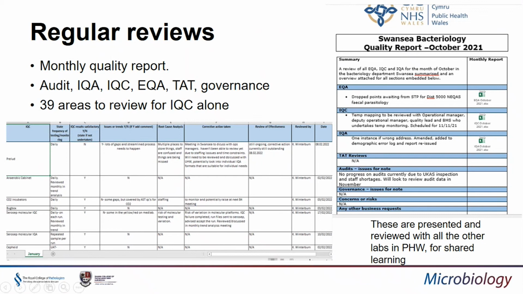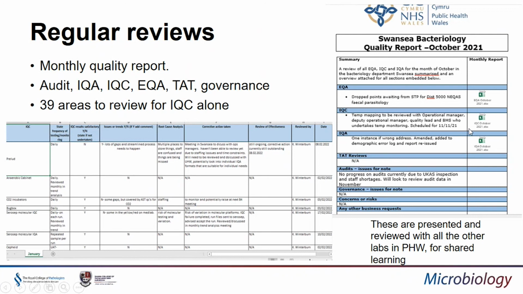So this is an example of one I did in October 2021. This is the IQC one, sorry. We've got the different areas, how often we monitor it, and whether it is satisfactory, yes or no. If it wasn't, what issues or trends have we identified? We need the root cause, the corrective action, review of effectiveness, reviewed by whom and the date. So these are things I monitor every month, and then I'll put each one attached to my quality report, and I'll put any comments on here that we need to do.